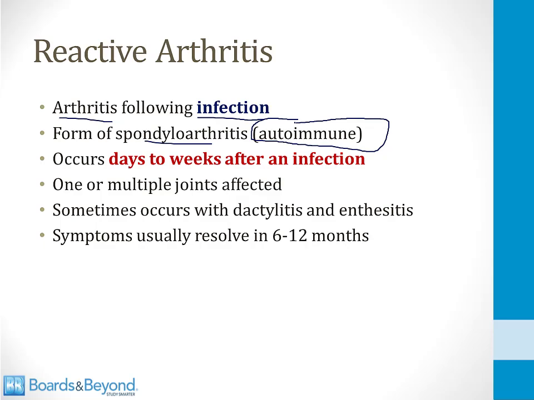However, if it is a case of reactive arthritis, it's actually an autoimmune process triggered by the infection. This form of arthritis occurs days to weeks after an infection. There can be 1 or multiple joints affected, and it sometimes occurs with dactylitis and enthesitis, and that's why it's considered a form of seronegative spondyloarthritis. And usually this is a temporary condition. The symptoms resolve in a few months to a year.